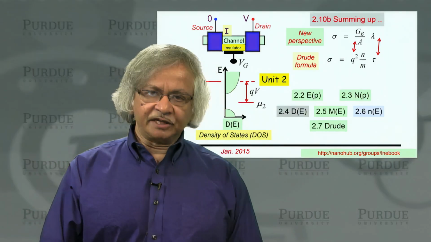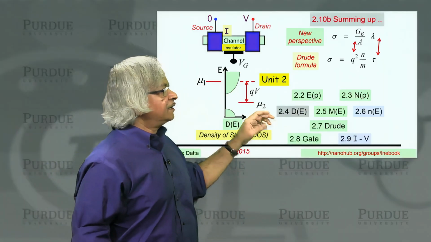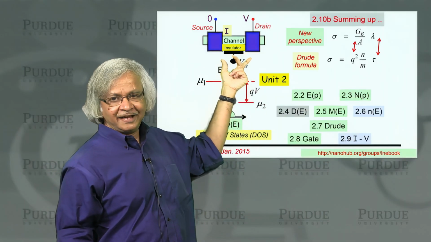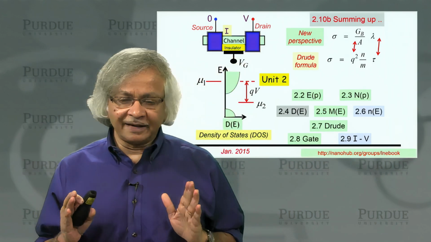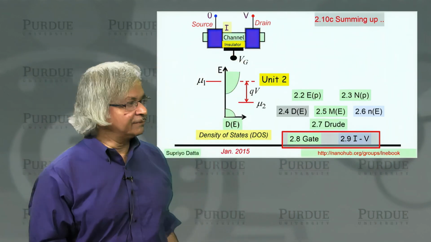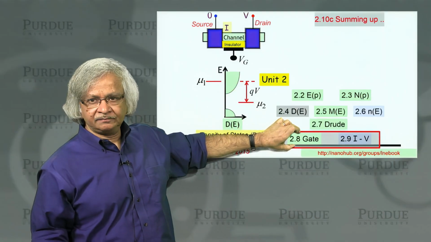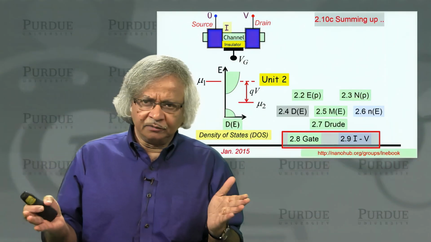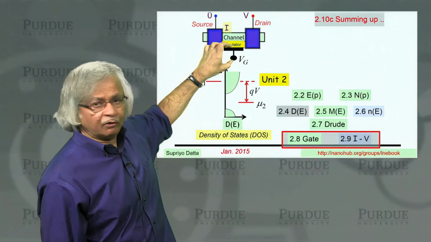Then in the last two lectures, 2.8 and 2.9, we introduced this new element, namely the third terminal, this gate voltage, which of course is a very important part of a transistor. So that's something we introduced only in these last two lectures. Up to here, we are basically just talking of an ordinary two-terminal device. Here we introduce this gate voltage.